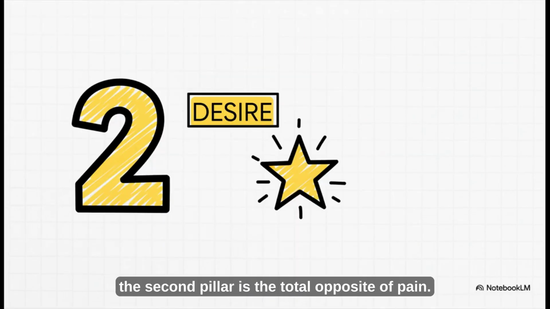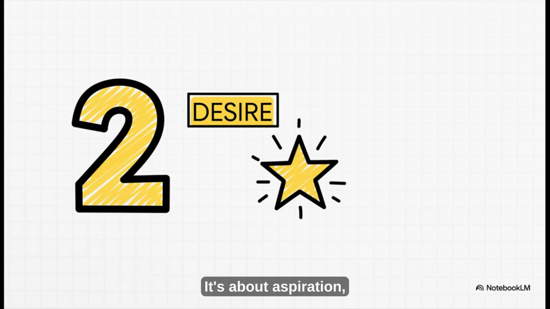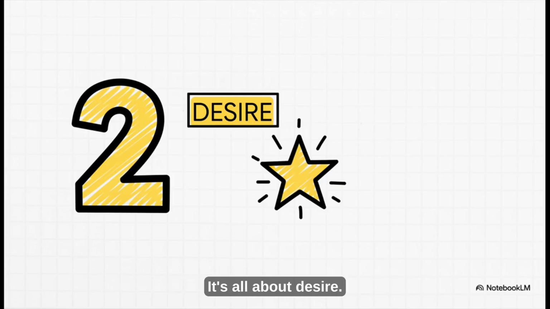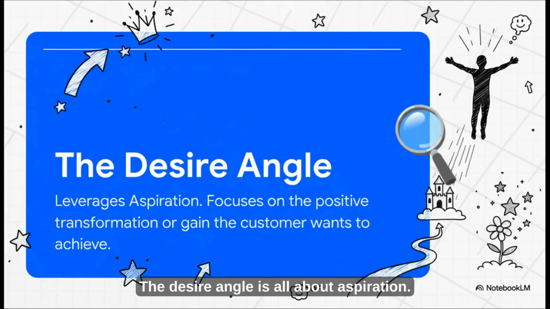Okay, the second pillar is the total opposite of pain. It's not about what you want to get away from, it's about what you want to move towards. It's about aspiration, transformation, and becoming that better version of yourself. It's all about desire. The desire angle is all about aspiration.